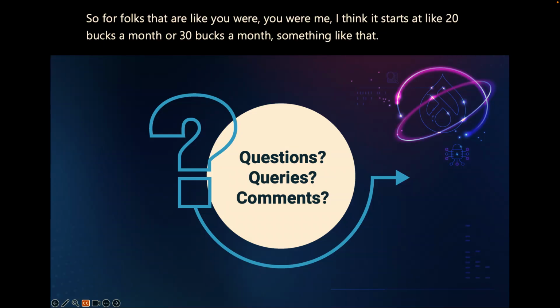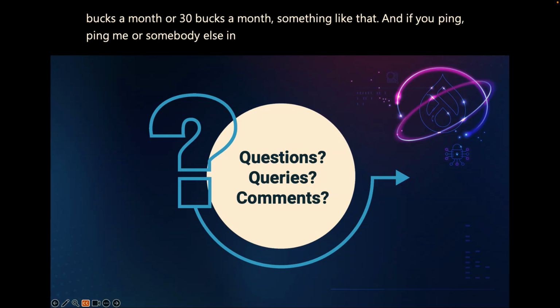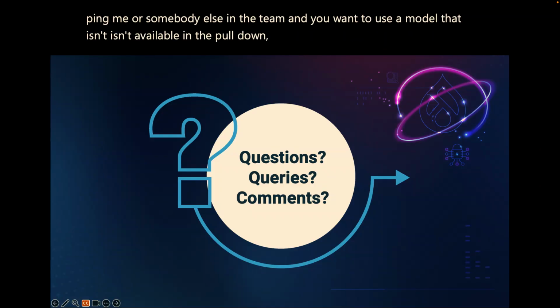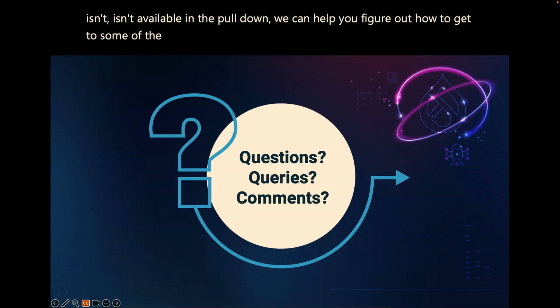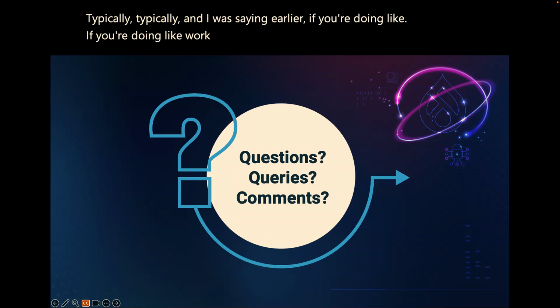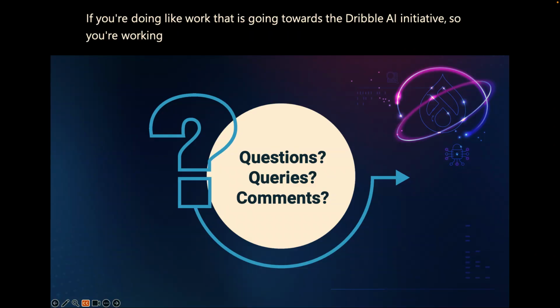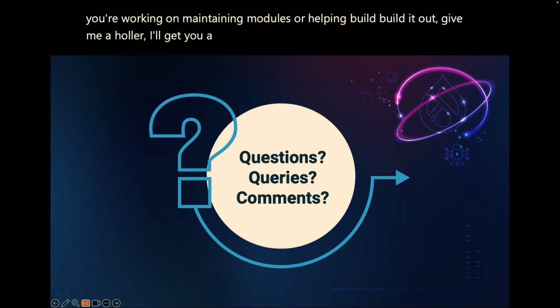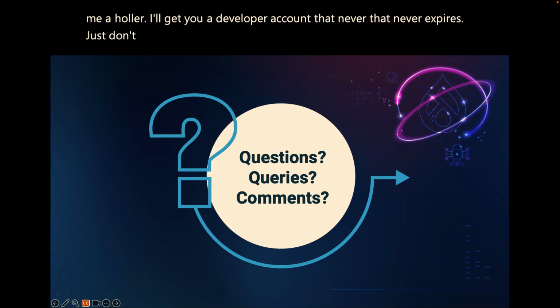If you ping me or somebody else on the team, and you want to use a model that isn't available in the pull down, we can help you figure out how to get to some of the other models. Typically, like I was saying earlier, if you're doing work that is going towards the DrupalAI initiative, so you're working on maintaining modules or helping build it out, give me a holler. I'll get you a developer account that never expires. Just don't use it in production somewhere, because that would be more than mildly irritating.